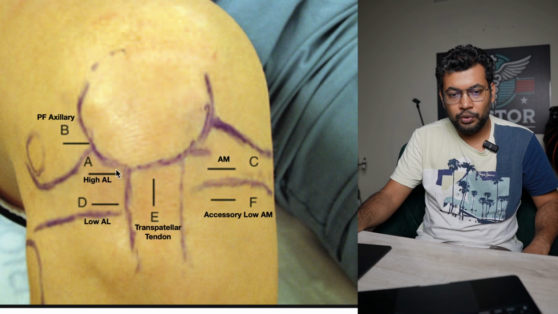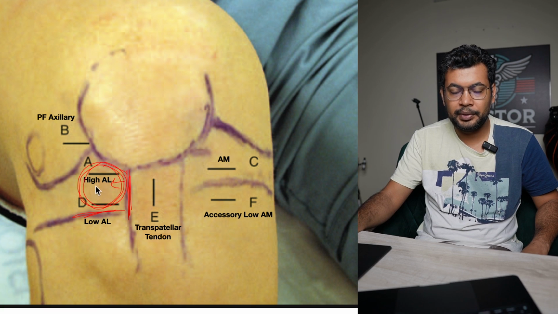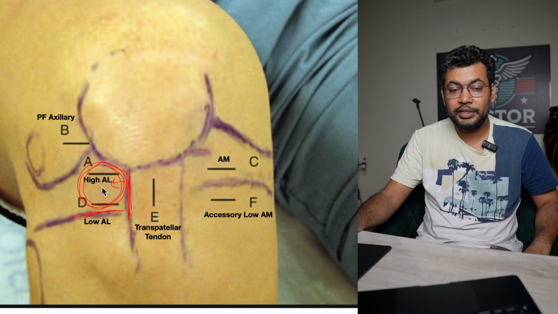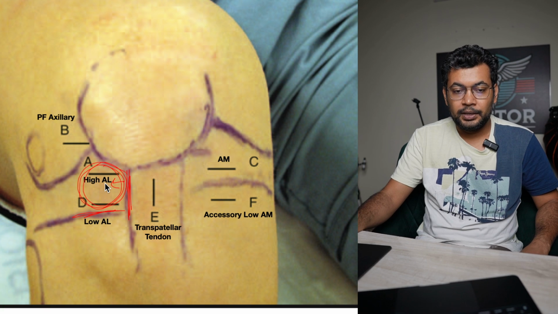So we already know from the patella, this is the patellar tendon, so it will be on the lateral side of the patella, and above the joint line we create this portal, which is called the anterolateral portal. This is the primary portal in knee arthroscopy. This is known as a viewing portal. So we will put the scope here and use this as a viewing portal.